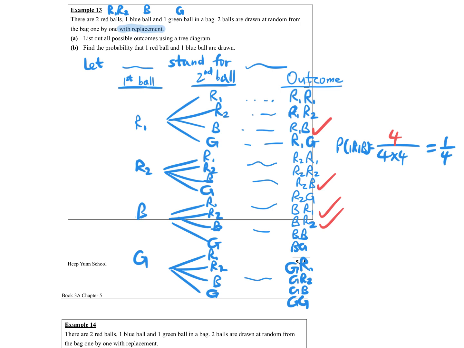So this is with replacement. There's always a chance of drawing the same ball many, many times as well. So for example, blue, blue is a possible outcome.